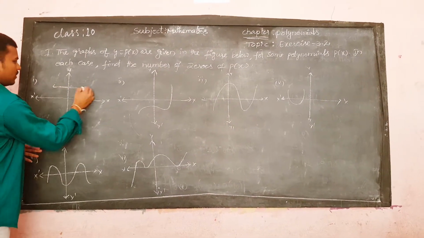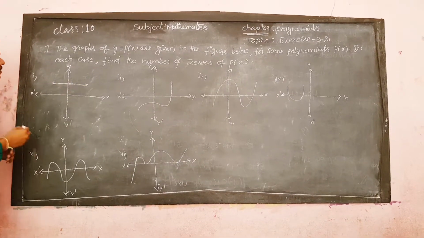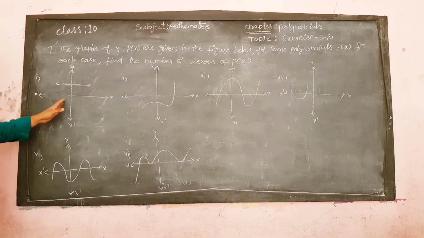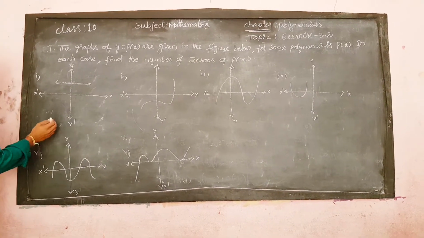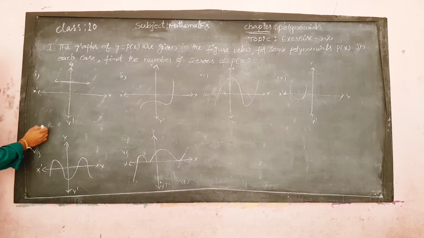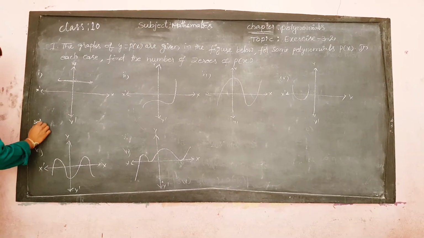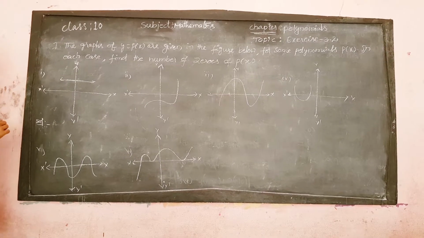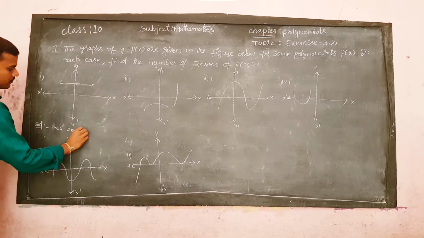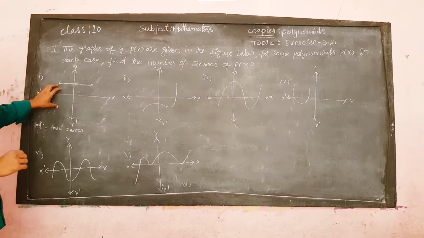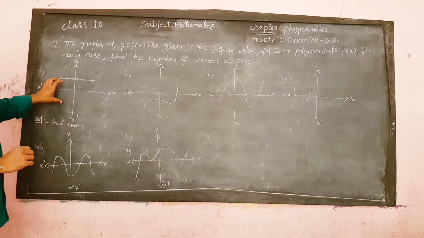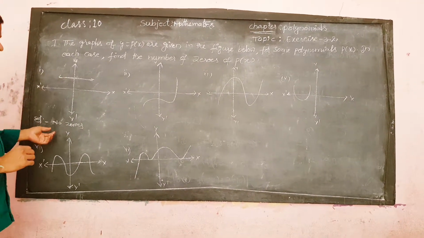So in the first graph, the graph does not intersect the x axis. There is no intersection, therefore the polynomial p of x has no zeros. The graph does not intersect the x axis at any point, so the polynomial has no zeros.